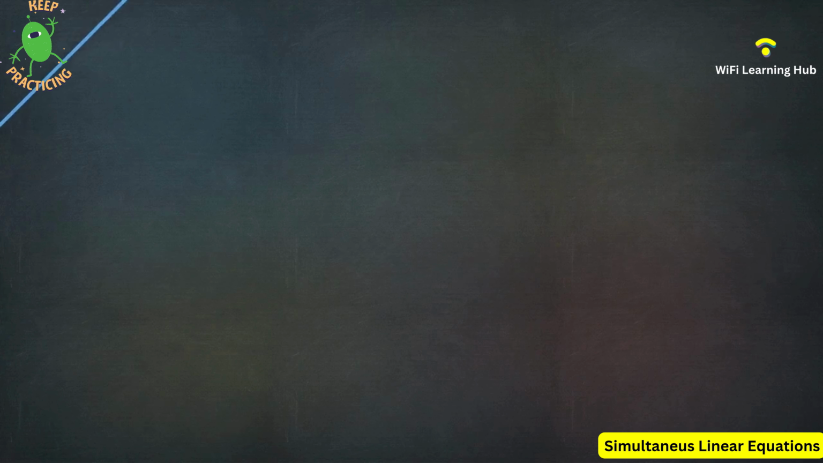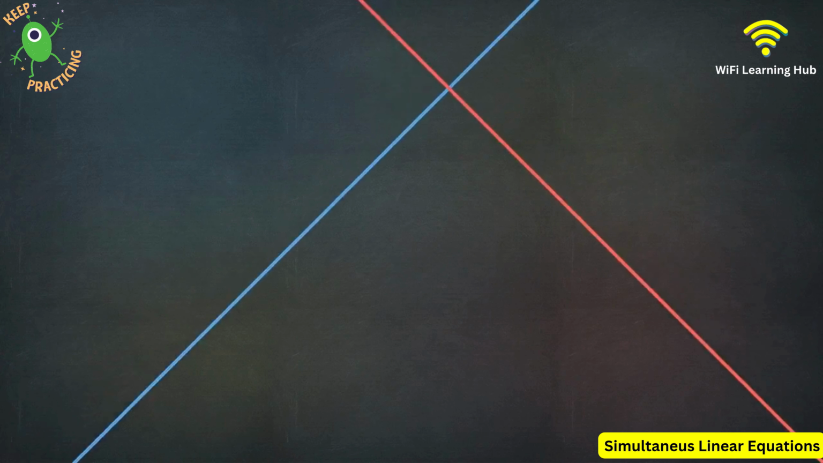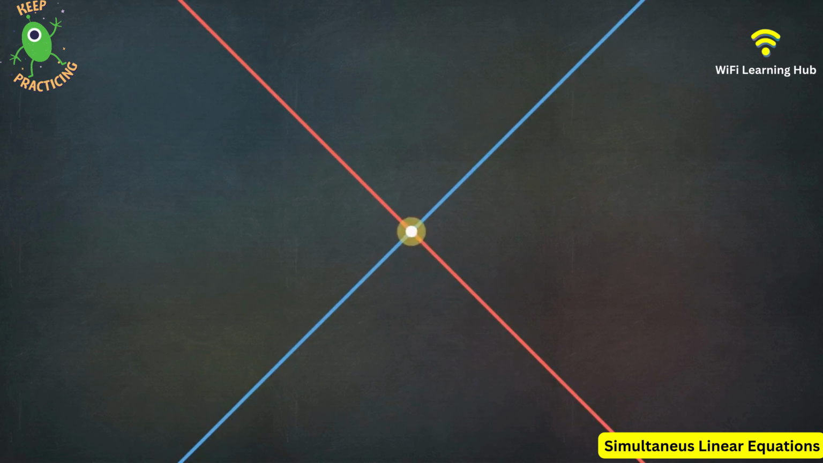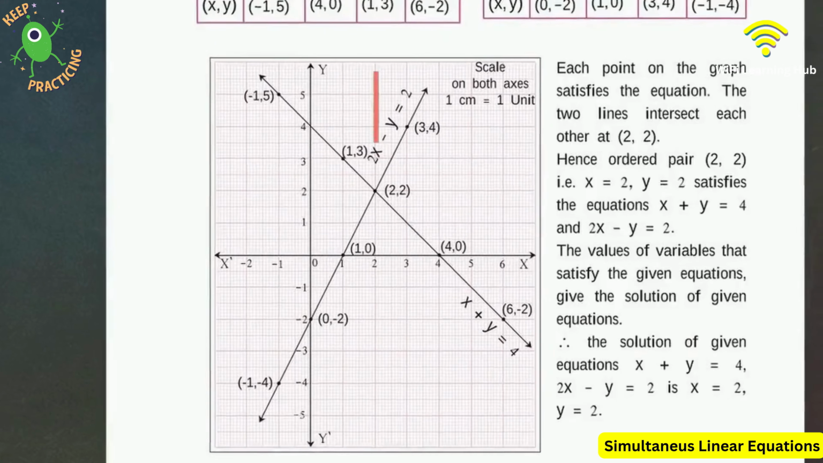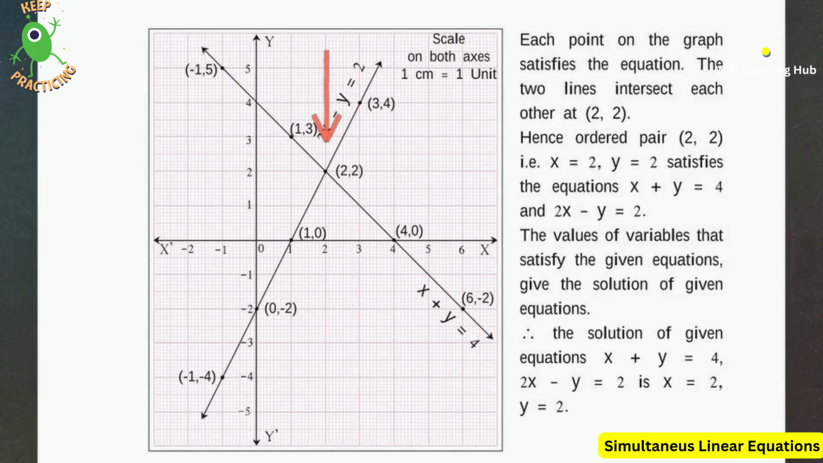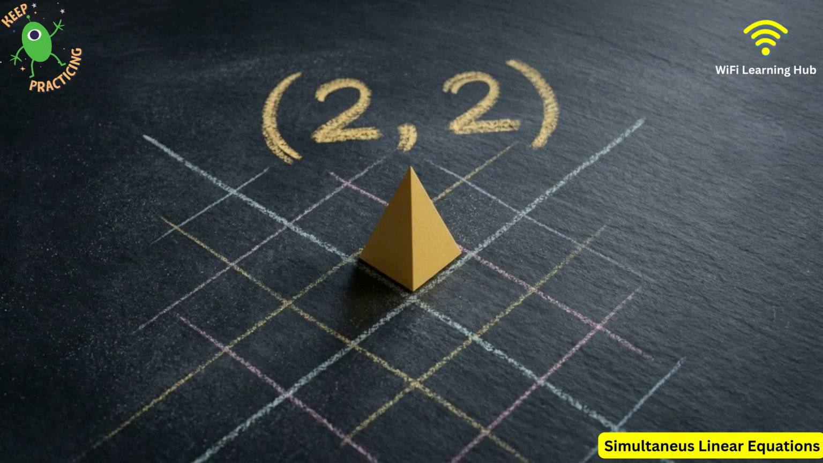If one line represents all the possible solutions to one equation, what does it mean when we graph two equations on the same board? This chart graphs x plus y equals 4 and 2x minus y equals 2. The single point where these lines crash is our simultaneous solution. Trace from the intersection down to 2 on the x-axis and across to 2 on the y-axis. This visual intersection proves the algebra we calculated earlier. The point 2, 2 is the one and only reality shared by both equations.